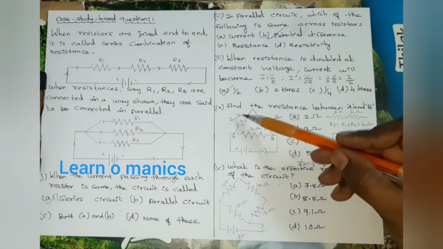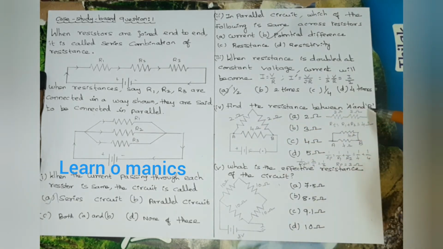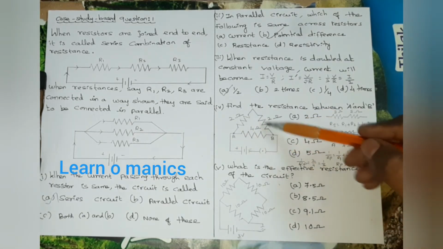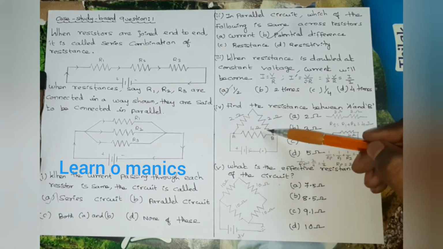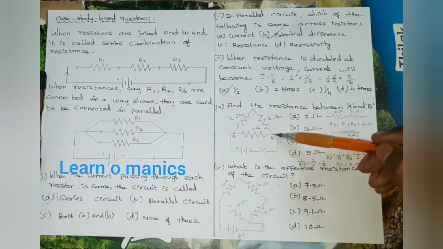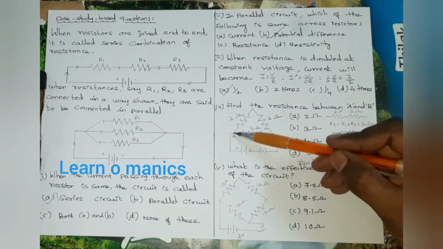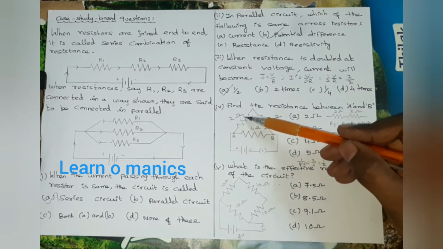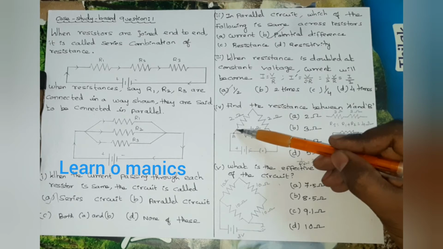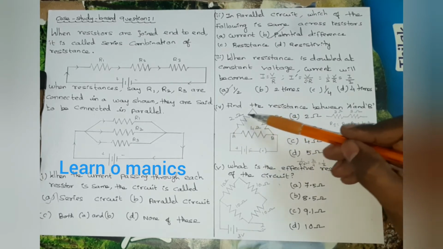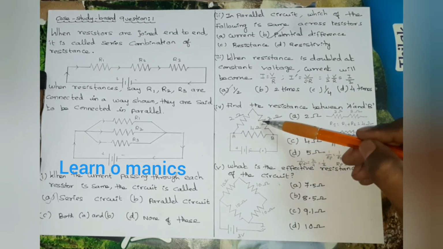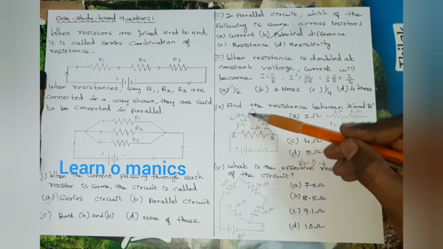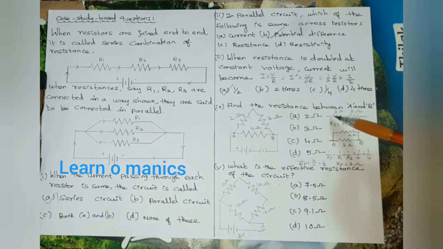Then the fourth question, find the resistance between A and B. When we look at the circuit, it looks like a triangle, right? So we need to find the effective resistance between the points A and B. When I look at the path of resistance in this way, this 2 ohm and this 2 ohm are connected in series. To rearrange it in an understandable way, I take these two resistors and straighten them up. The two resistors are connected back to back, which means they are in series.